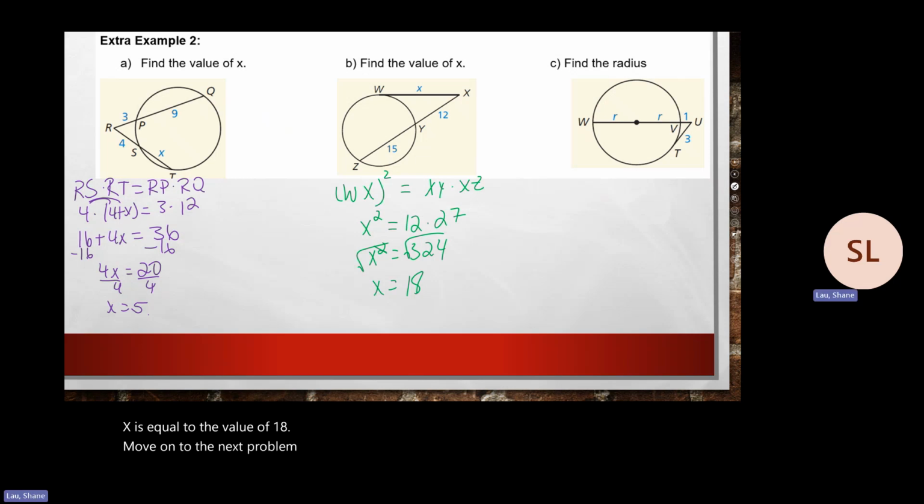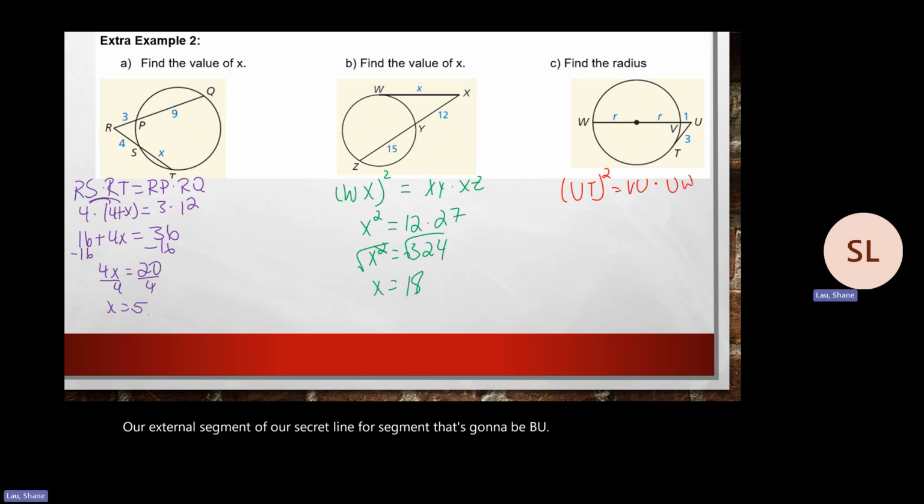Here we still have a tangent and a secant. Exact same approach as we did in B. So UT squared equals our external segment of our secant line or segment. That's going to be BU. BU, that's very clear, times our UW. Plug in what we know. UT we know is 3. So 3 squared equals VU, which is 1, times WU.